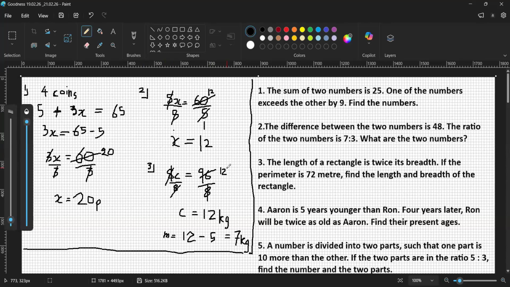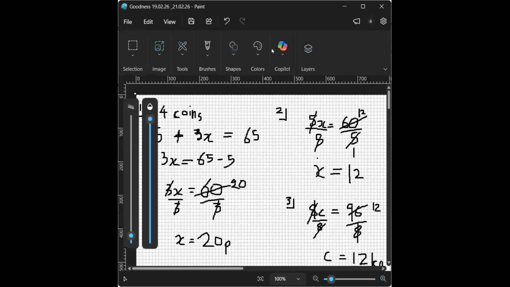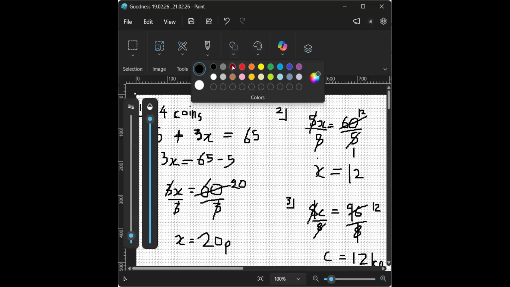The sum of two numbers is 25. One of the numbers exceeds the other by 9. Find the numbers. How do you think that one will play out? So I was thinking, since it's two numbers, should it be like 2x? Or, hmm, 2x.